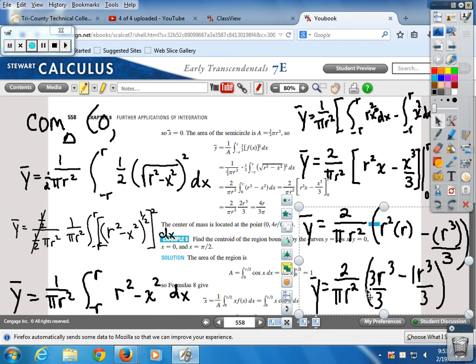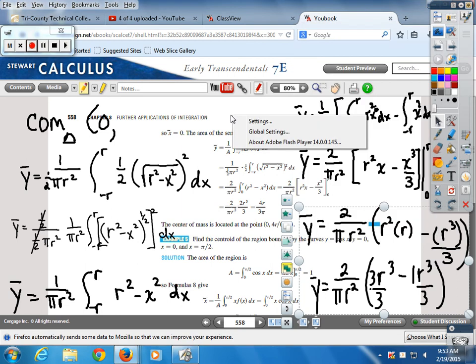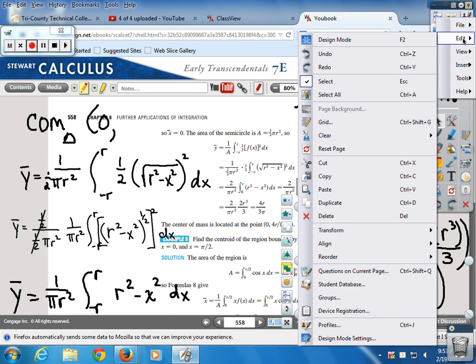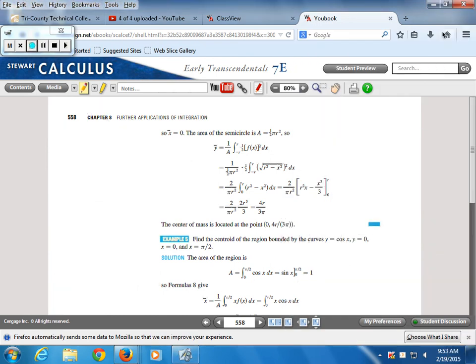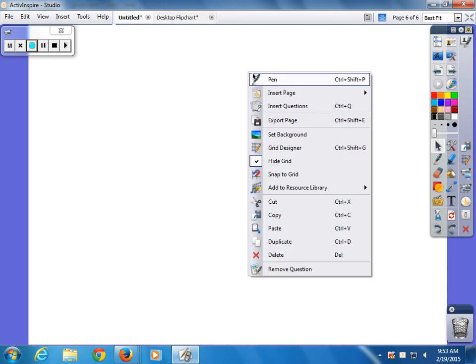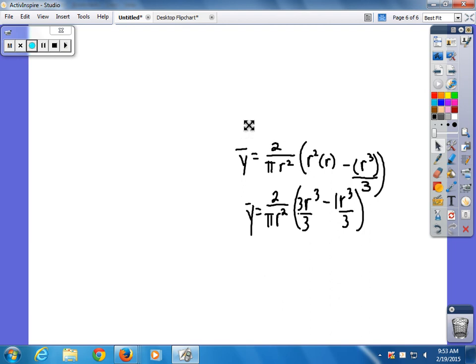Lord, I hope I did the algebra right. Let me copy this. Hold on. File, copy. Oh, if I can't do it, I got to. This thing is so screwed up. I can't copy. I have to go to File, Edit, Copy, and change screen. And now I can do paste. Sorry about that. This technology is really user-friendly.